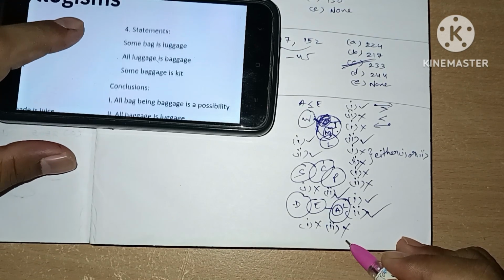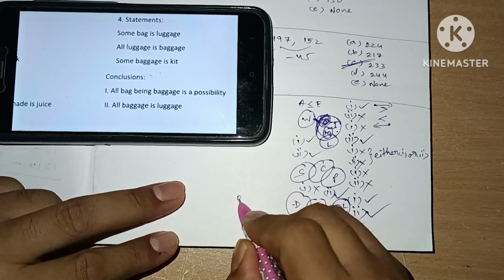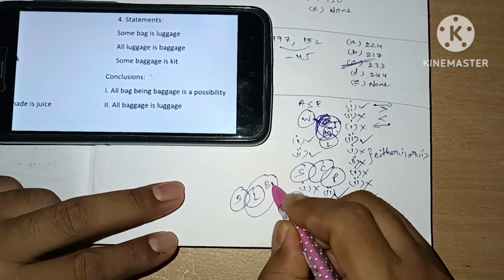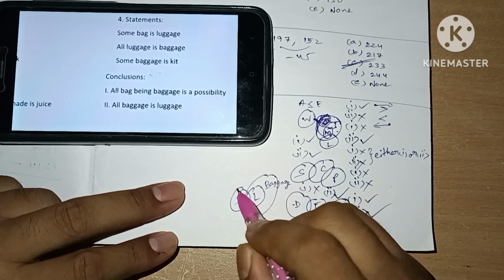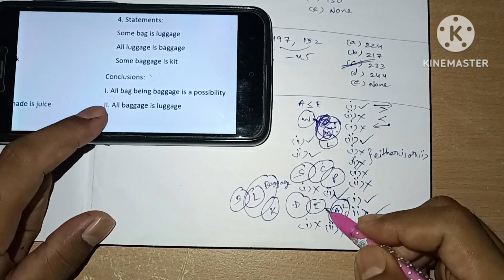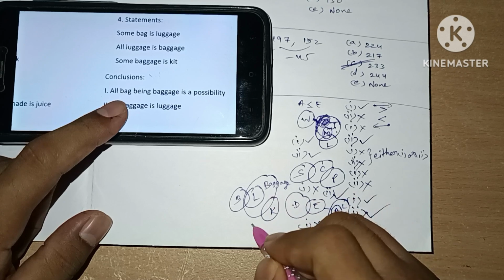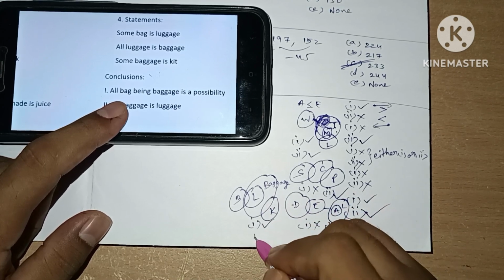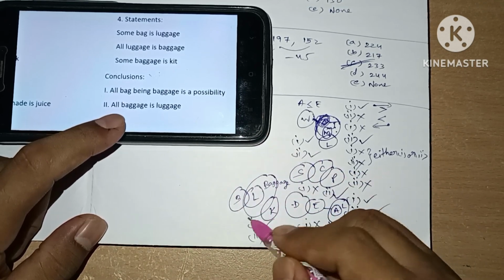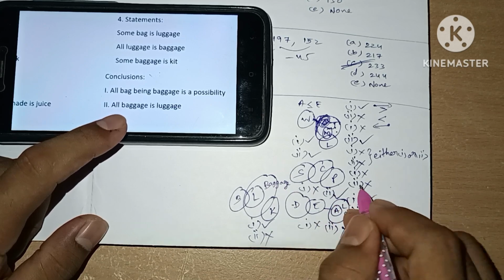Next, fourth question, some bag is a luggage. All luggage is baggage. Next, some baggage is kit. Okay, let's see conclusions. All bag being baggage is a possibility. All bag can be placed inside baggage as it is possible. So first conclusion is true. Second conclusion, all baggage is luggage. All baggage is inside luggage? No, it is not like that. So second conclusion is false.